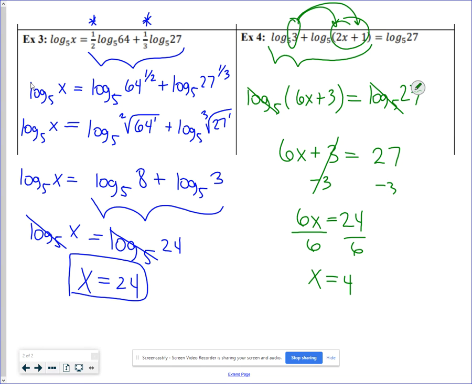Make sure when you plug 4 back in here, 2 times 4 plus 1, make sure that's a positive number. If it's not a positive number, we can't use x equals 4. And then the solution would be no solution. But that is equal to 9. 9 is a positive number, so the solution is x equals 4. So again, make sure you're showing all the steps to receive full credit.